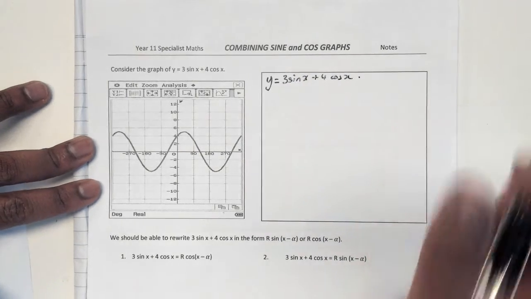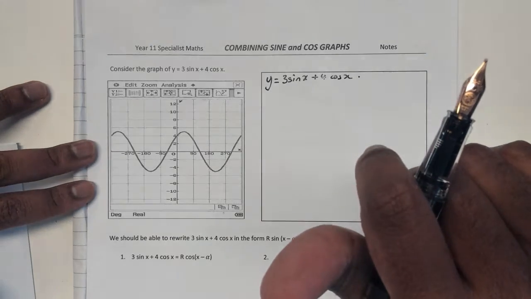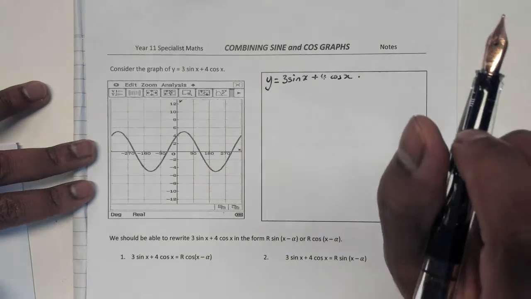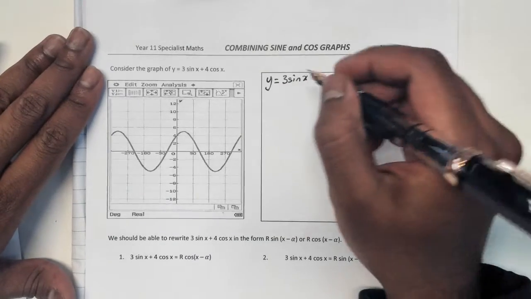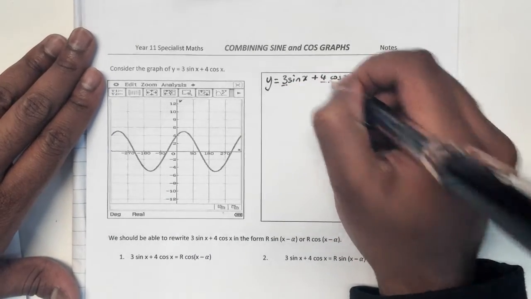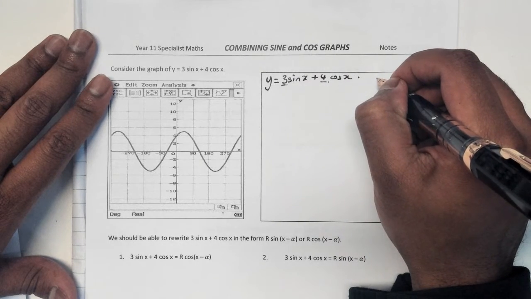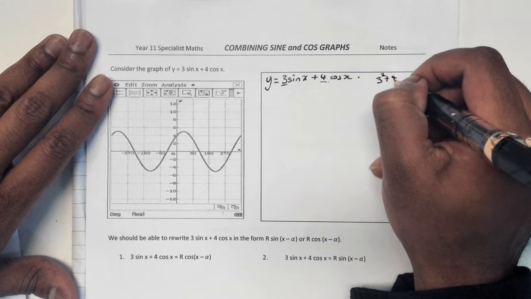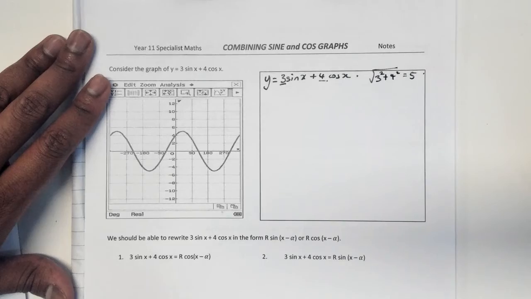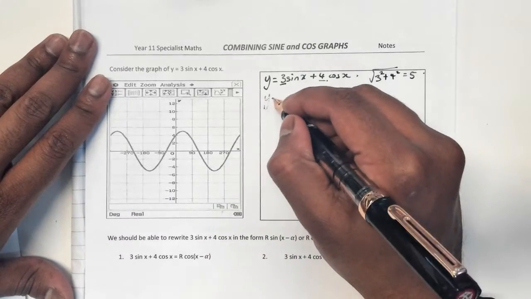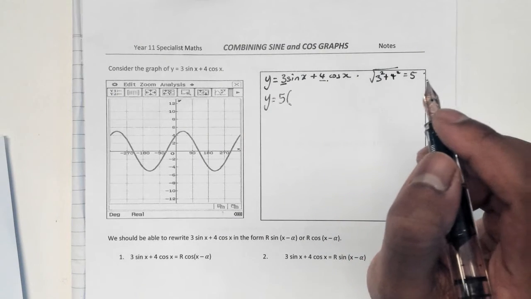Okay. Now I'm going to factor out a number, and this number is going to be the magnitude of these two coefficients here. So the magnitude of 3 and 4 is 5. So I'm going to factor out 5 from my equation.